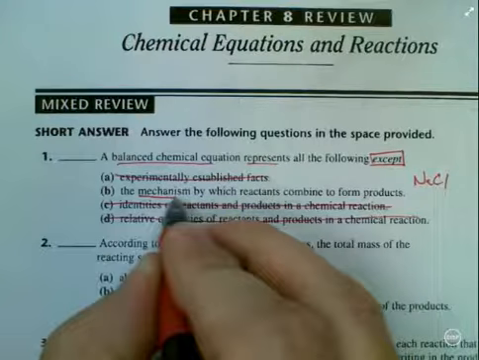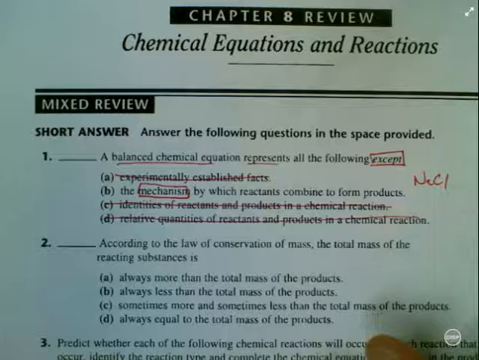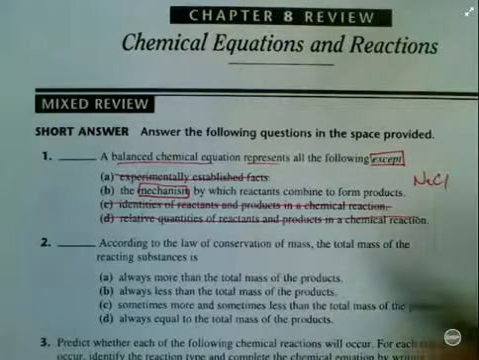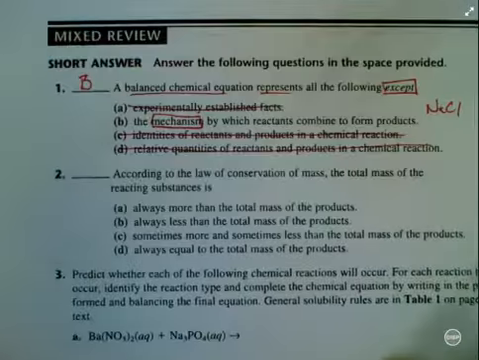The only thing it doesn't do is give you the mechanism by which the reactants combine to form those products. How does the reaction go about? That's something for a much more advanced chemistry class, way beyond the scope of this course. So I'm going to go with B for number 1.